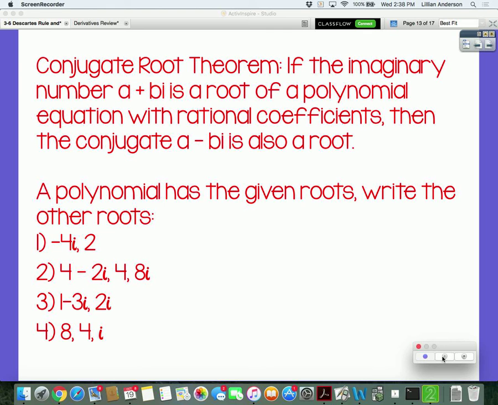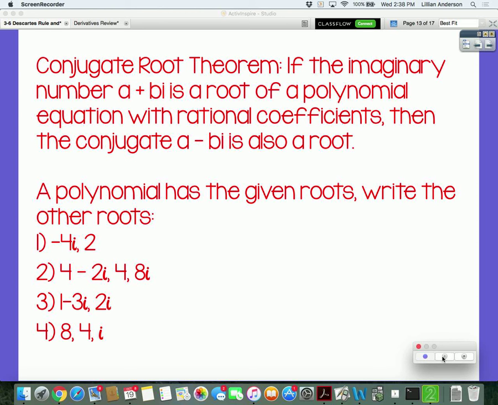First, let's review. What's another word for root? It's a zero. What's another word for root or zero? X-intercepts. So root, x-intercept, zeros, they all mean the same thing: where the graph crosses the x-axis.